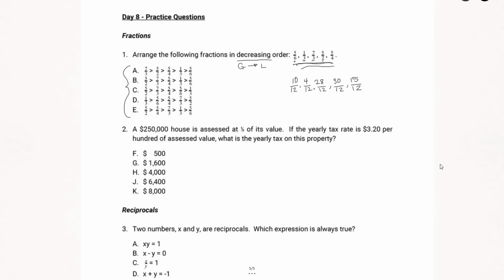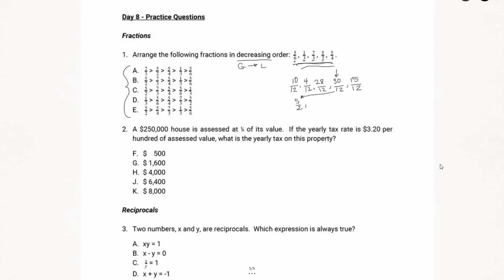So now when I have fractions with the same denominator, they each have a denominator of 12, the numerator that's the greatest is going to give us the greatest fraction. So I'm going to look for the greatest, which was 30 twelfths, but that was the same as 5 halves. So 5 halves is going to be my largest fraction.